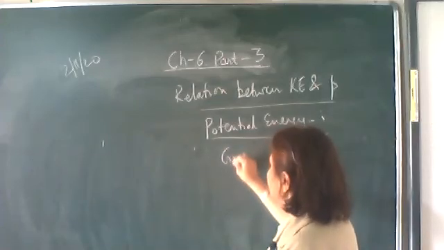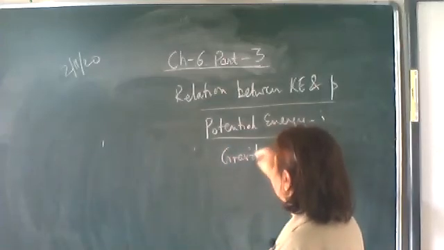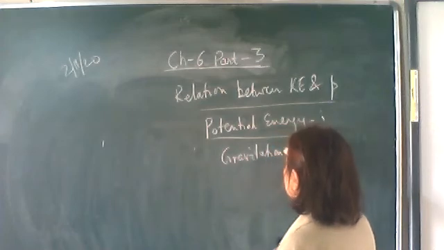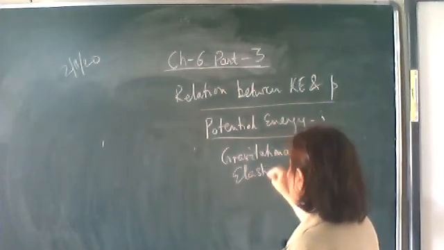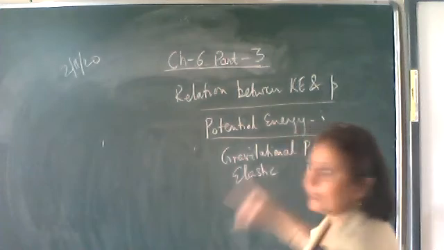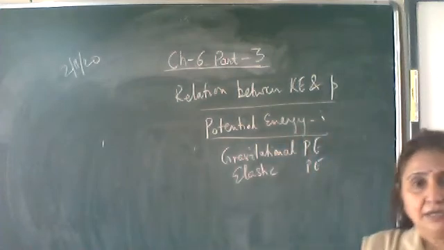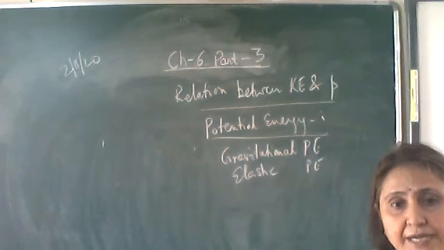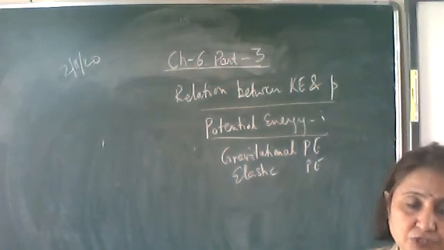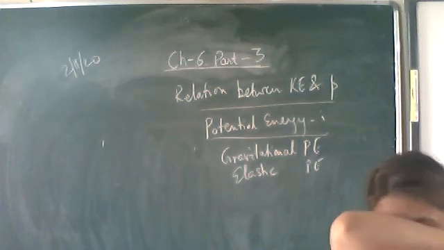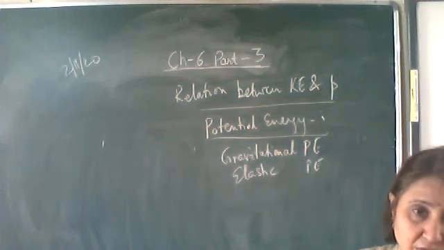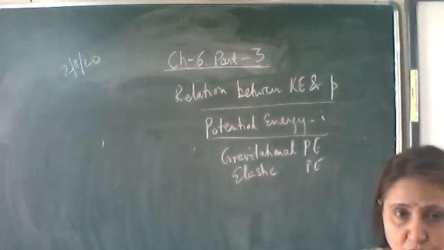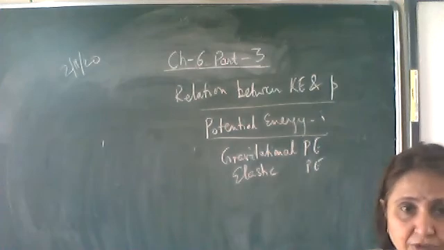Now two types of potential energies we'll discuss. The first one is gravitational potential energy and the second one is elastic potential energy. Gravitational potential energy: any body lifted through a height h will possess some energy. That energy we call gravitational potential energy. So it is due to the position of the object above the surface of the earth.